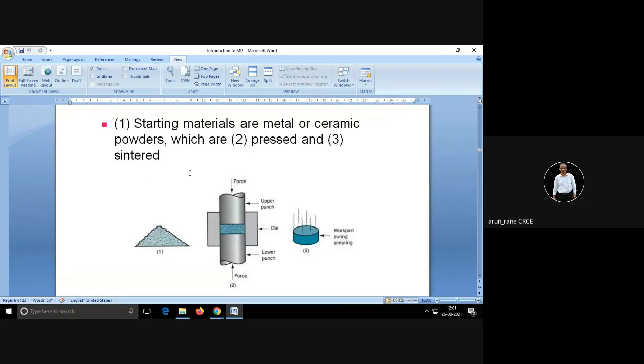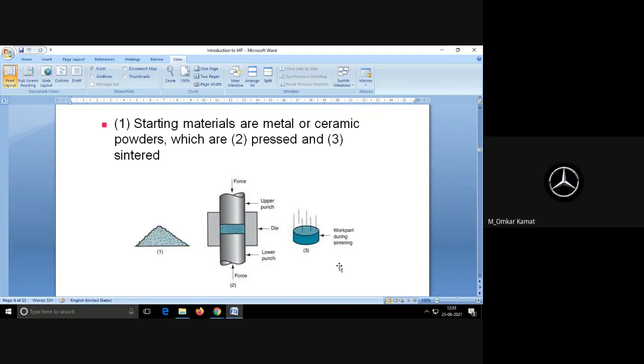The metal is crushed. Suppose you take a metal, it is crushed into powder form, or the ceramic is crushed into powder form. Okay, and then we press it. So after pressing, what will happen? It will become solid, no? And then it is heated. That is what is called sintering. So it becomes very rigid.